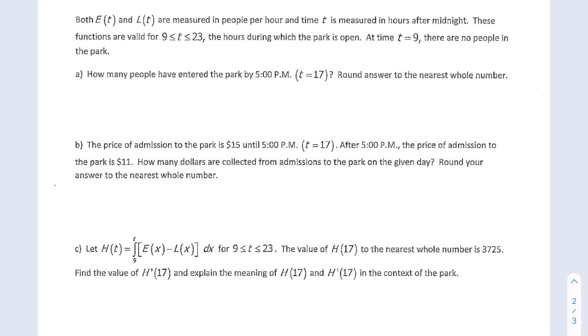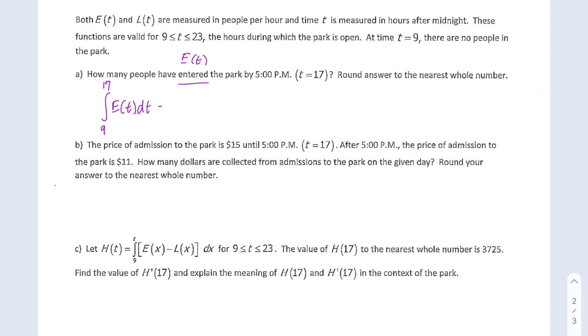Part A is asking how many people have entered the park by 5 p.m., which is a t-value of 17, round to the nearest whole number. So if we're talking about entering the park, we are going to work with E of t. E of t is a rate. If I integrate a rate, I will get the total number of people. So I'm going to do the integral from 9 to 17, because the park doesn't open until time 9, and 17 is 5 p.m., of E of t dt.